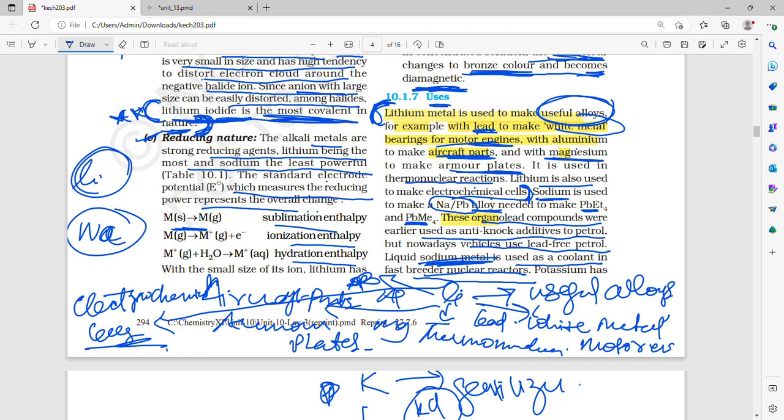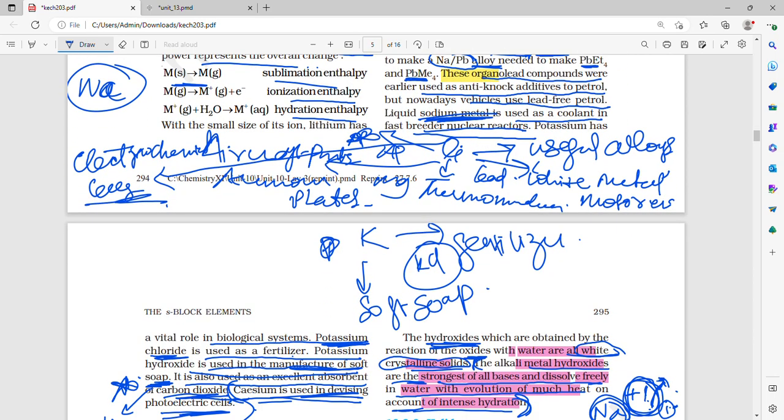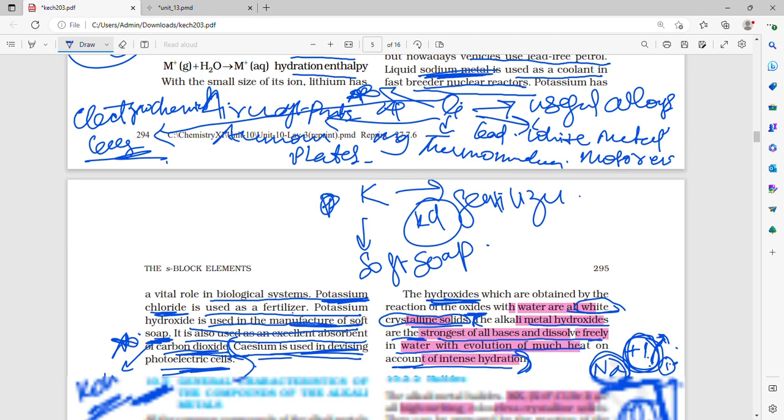Now sodium. Sodium is used to make sodium lead alloy, which was earlier used in anti-knocking, that is, needed to make PbEt4 and PbMe4. These were the organo-lead compounds which were earlier used as anti-knock additives to petrol, but nowadays we use lead-free petrol. Then liquid sodium metal was used as coolant in fast breeder nuclear reactions.